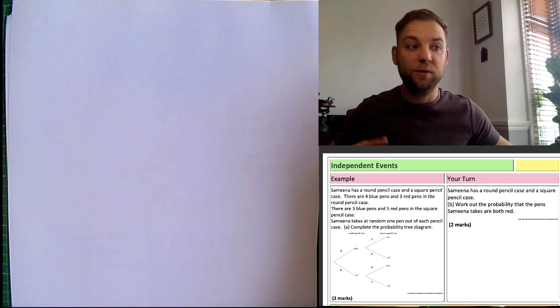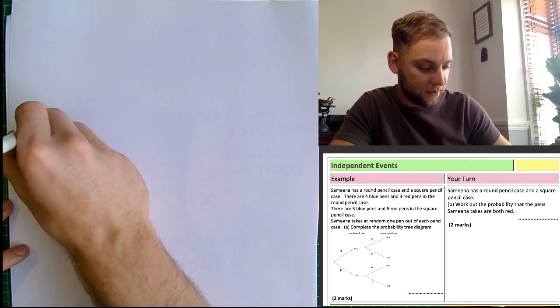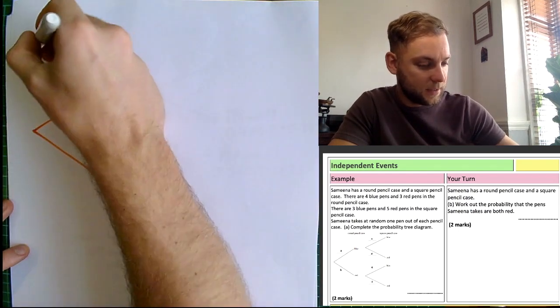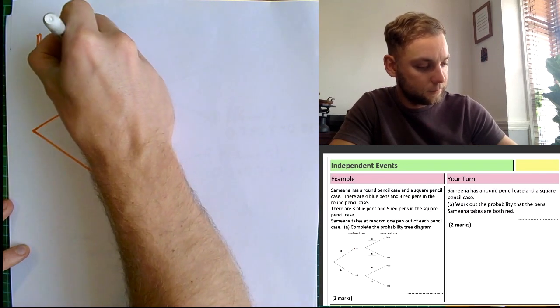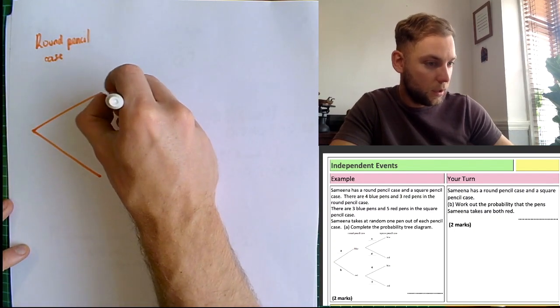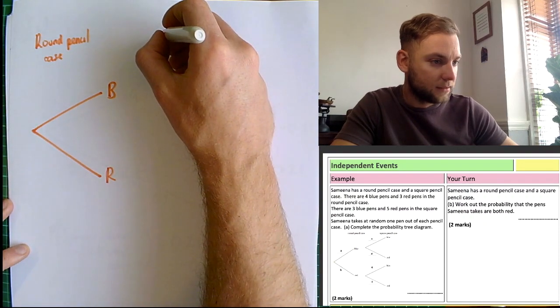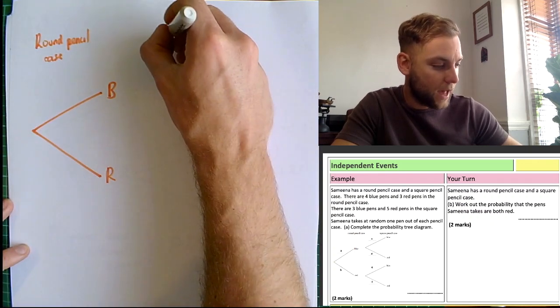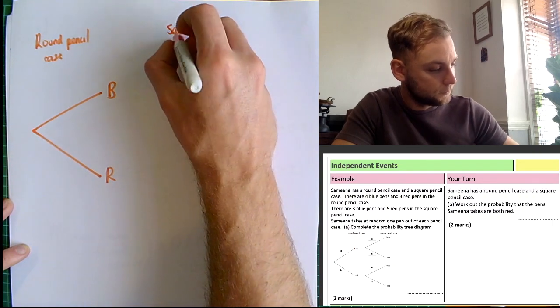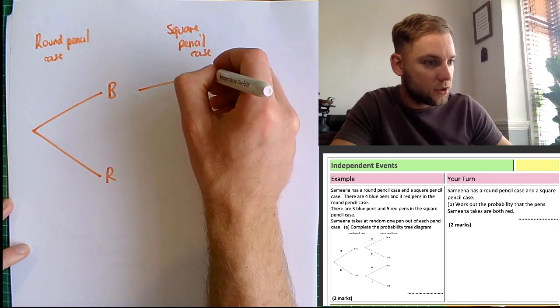So with this one here, the first thing you need to do is to draw our tree diagram and complete it. So let's draw our trees first. Remember, these trees are independent. So we've got this one here, and this is going to be our round pencil case. Now, what are the different options? We've got blue, and we've got red. Okay, and then our round pencil case, and then we've got the square pencil case, which again has blue and red.